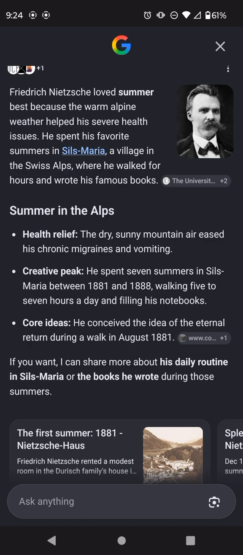And we'll see it right here that Friedrich Nietzsche loved summer best because the climate helped his health. He spent his favorite summers in the Swiss Alps, and he wrote his famous books in the summers. And so on and so forth. You just have it right here. It's not really much that I have to spell out for you. But you can see that the reality is that he was a summer soul.